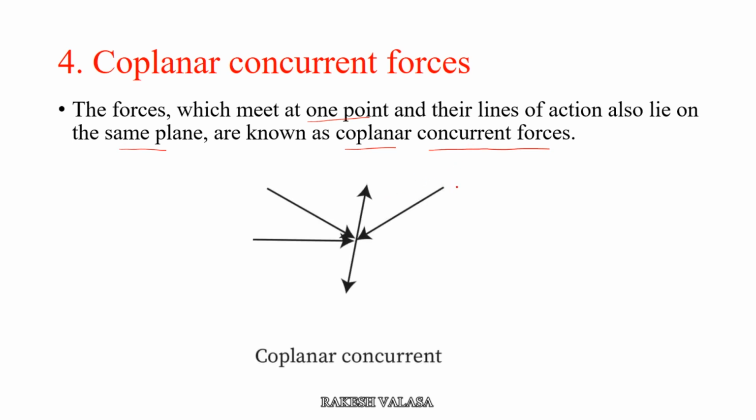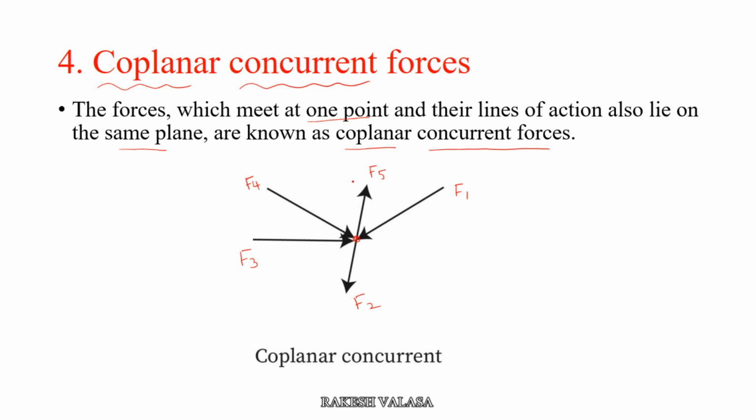Here the forces: this is F1, this is F2, F3, this is F4, this is F5. These forces are passing through one point, or meet at one point, and these forces are in the same plane. That type of forces are called coplanar concurrent forces.